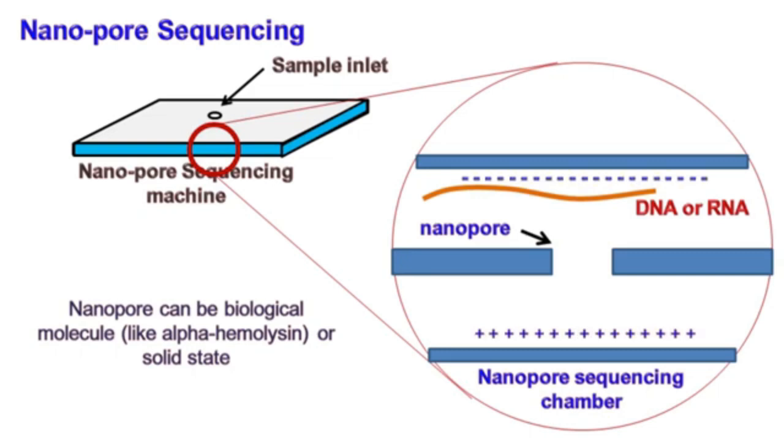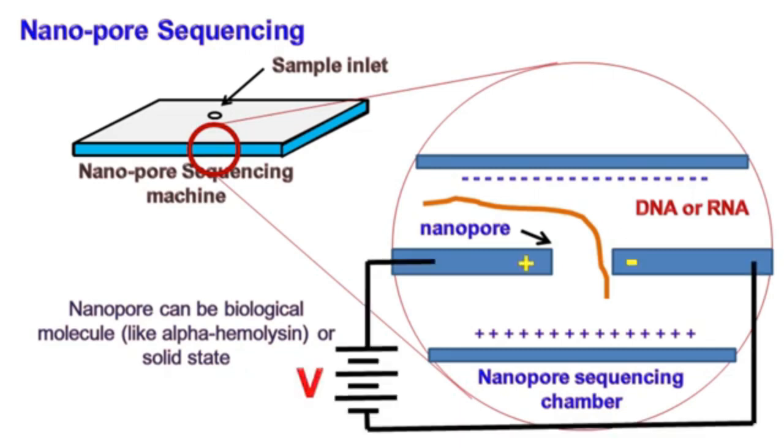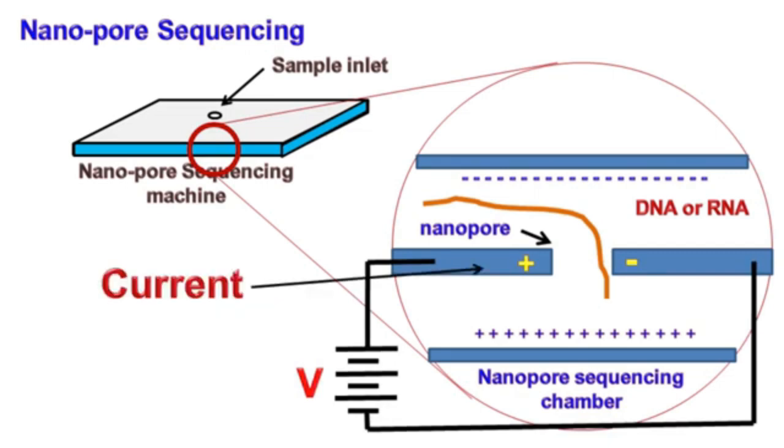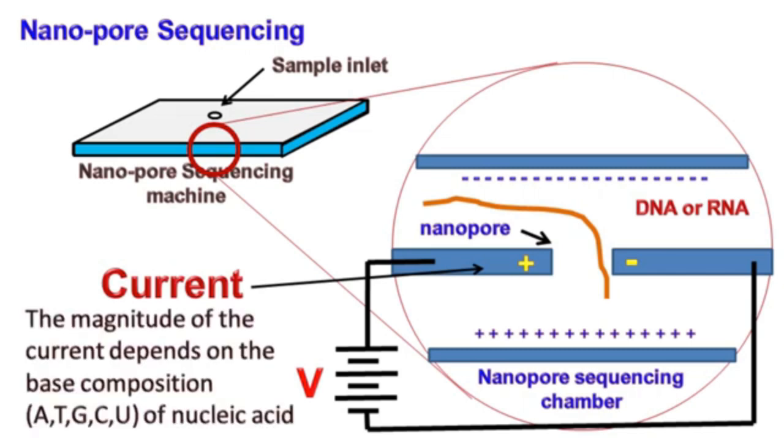When an electric field is applied, the DNA or RNA starts moving to the other side of the chamber through the pore. During this process, a small voltage is applied across the pore. This voltage in turn gives rise to current, which can easily be measured. Now here comes an interesting thing. The magnitude of the current depends on the base composition of the DNA or RNA.